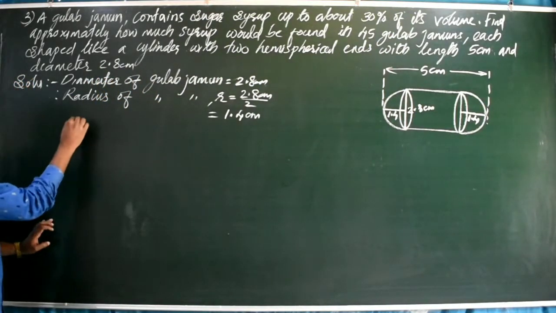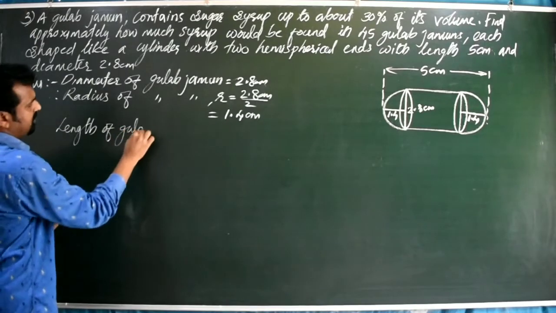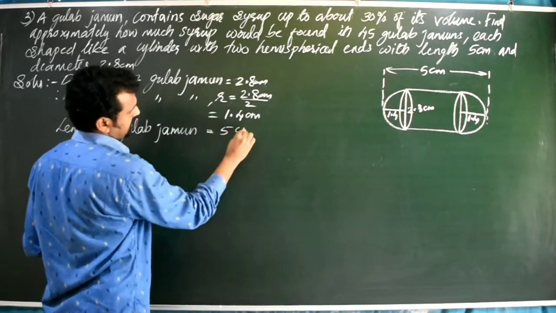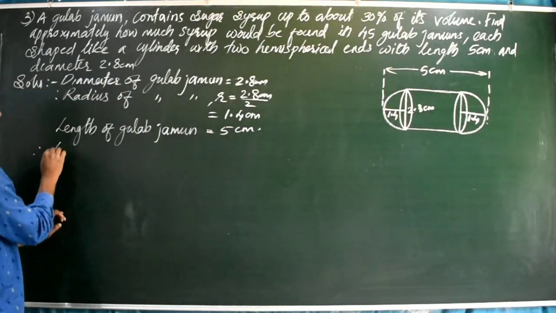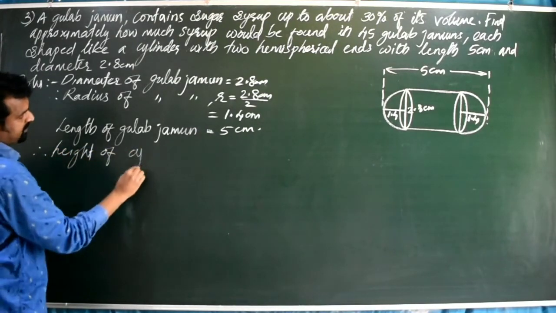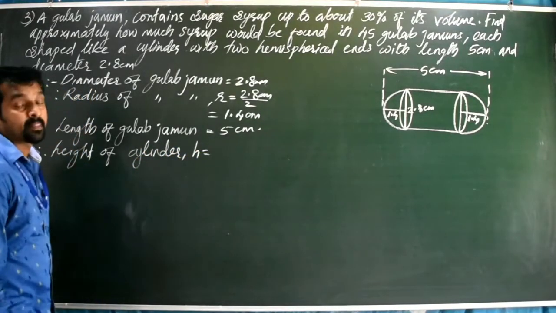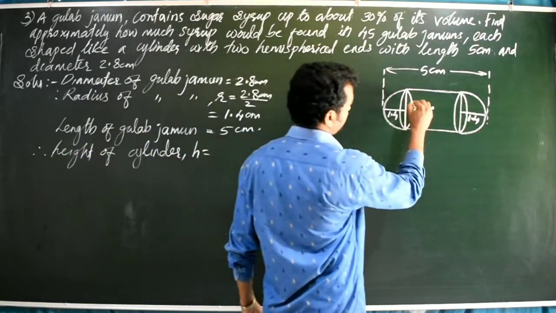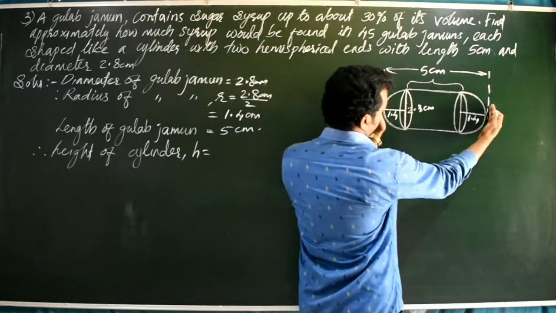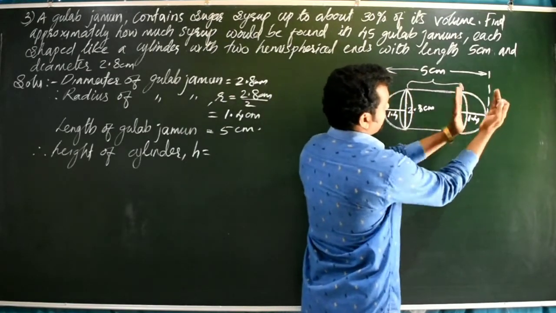Now, next, length of gulab jamun. What is the length of gulab jamun? The total length is 5 centimeter. Therefore, what is the height of the cylinder? Height of cylinder h is equal to what? See, this one is the height of the cylinder. The total length of this gulab jamun is 5 centimeter, and the radius of this hemisphere is 1.4. The radius of this hemisphere is also 1.4.